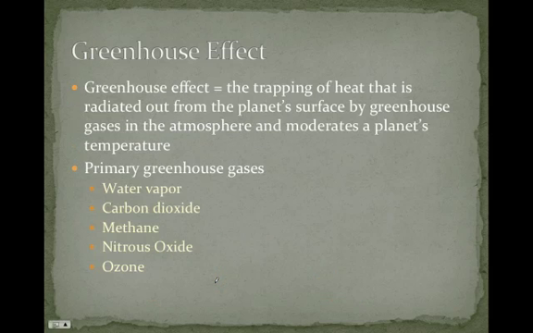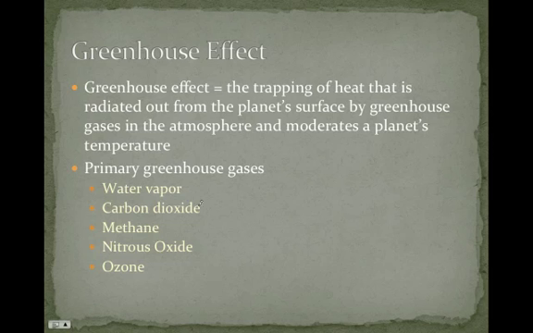Now, the greenhouse effect is something that's very important for us to understand. It is not the same thing as global warming. It is something different. The greenhouse effect is a trapping of heat that is radiated out from the planet's surface by greenhouse gases in the atmosphere. It moderates the planet's temperature. Without the greenhouse effect, our planet would get very, very, very hot and then very, very, very cold.